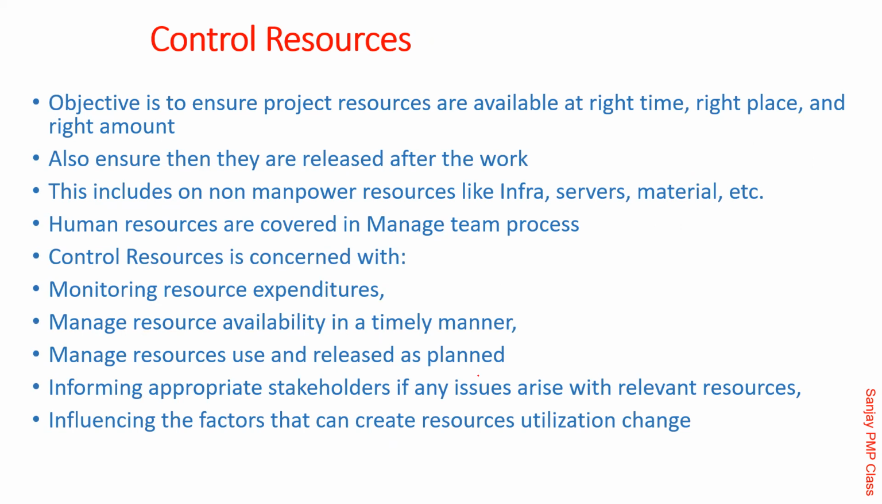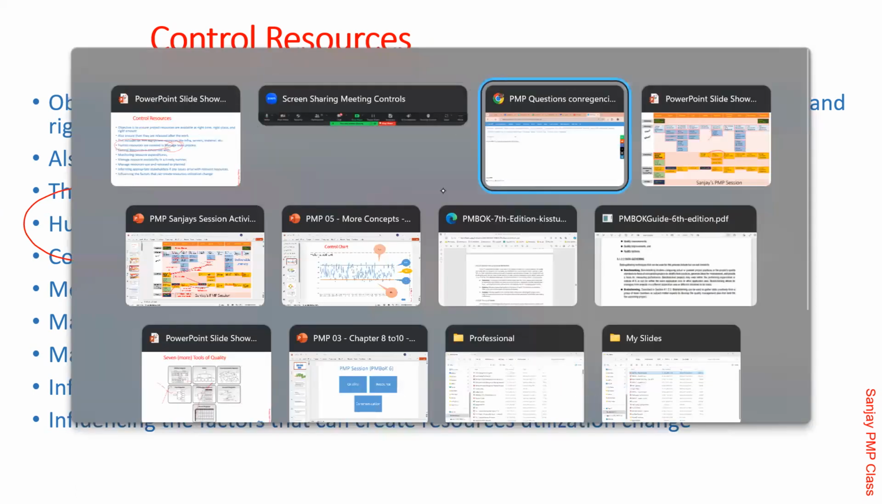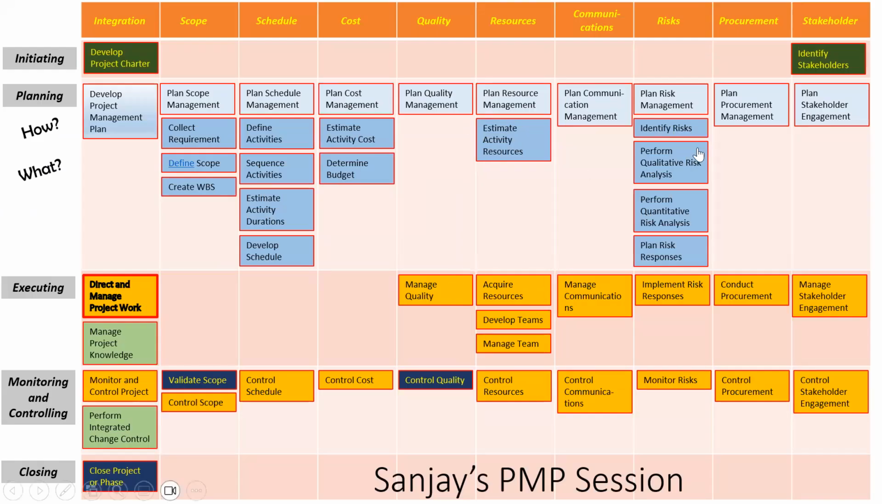And then control is like all other control processes, taking the project plan and all that. Remember, there is one important thing: human resource control is covered under manage team. What they are trying to say, understand. You might get a question which will test this. He is saying in terms of control resources, only material things will be done here. People-related, human resource control will not be in control resources. It will be here.